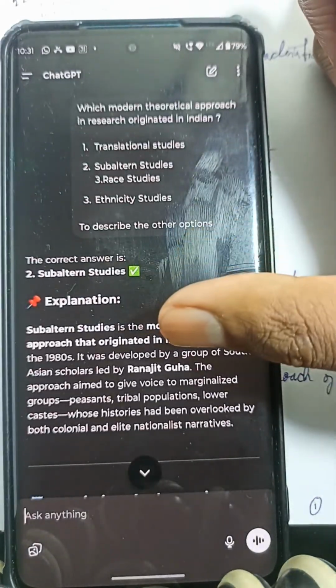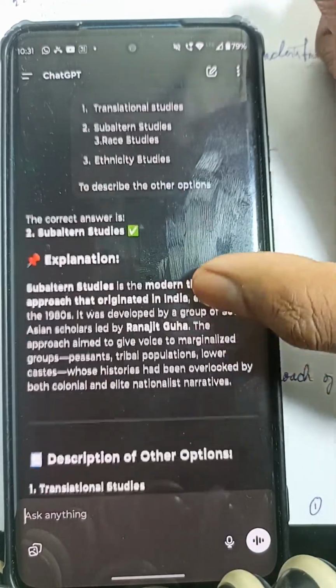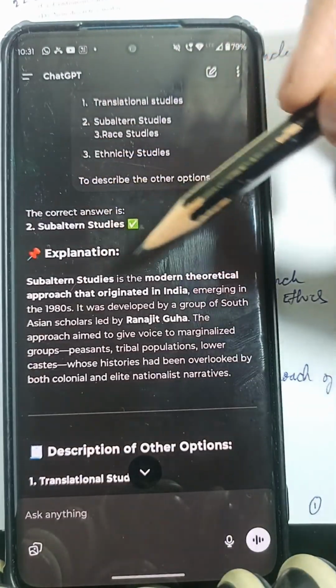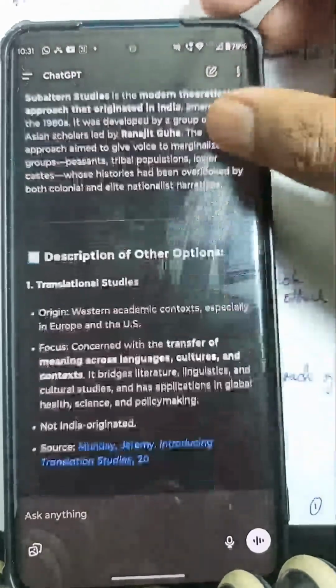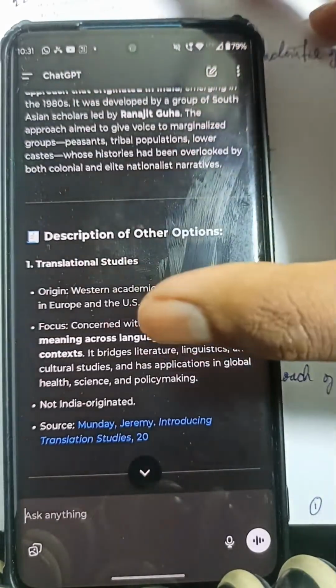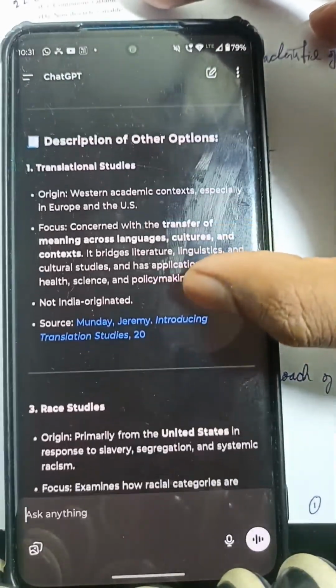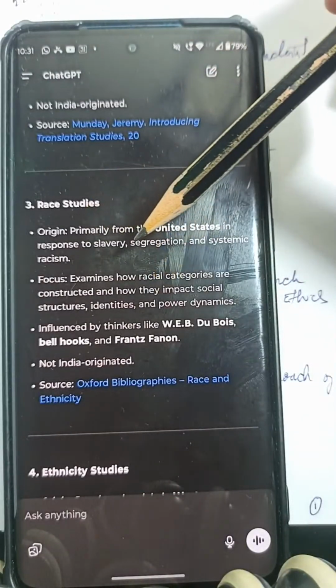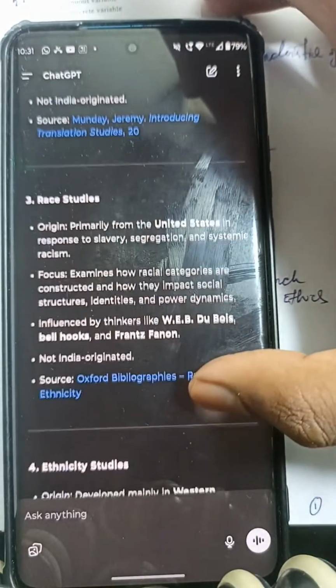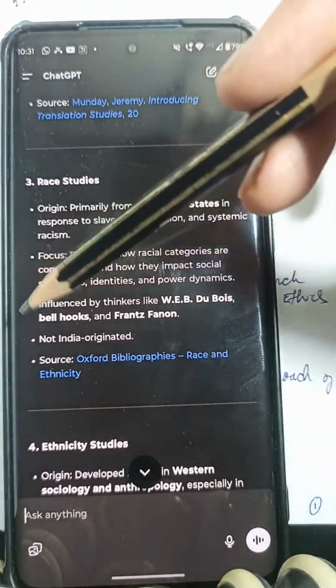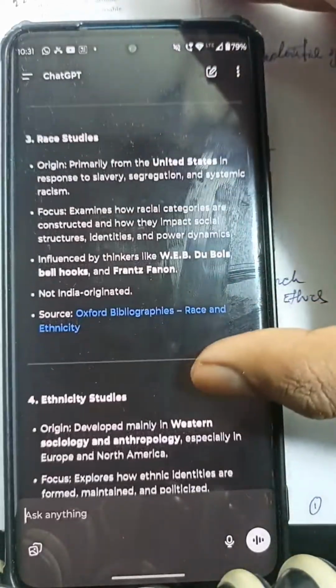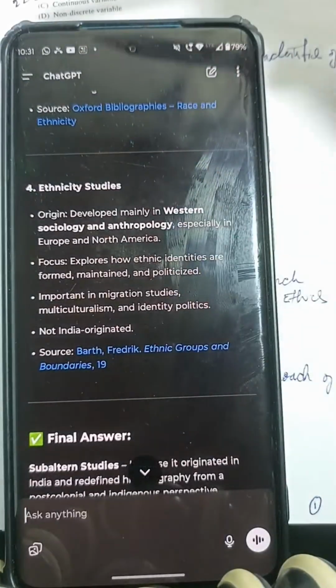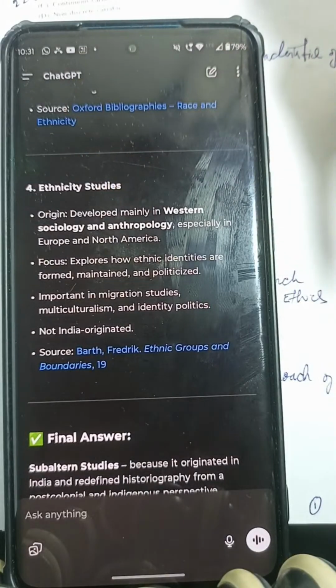So the question has been asked about India. From India we can say subaltern studies in 1980, a modern theoretical approach led by Ranajit Guha. The second, translation studies, is from the USA, cultural translation. Number three, race studies, the main point is the United States response to slavery, influenced by thinkers such as W.E.B. Du Bois, Bell Hooks, and Frantz Fanon. Not India originated.